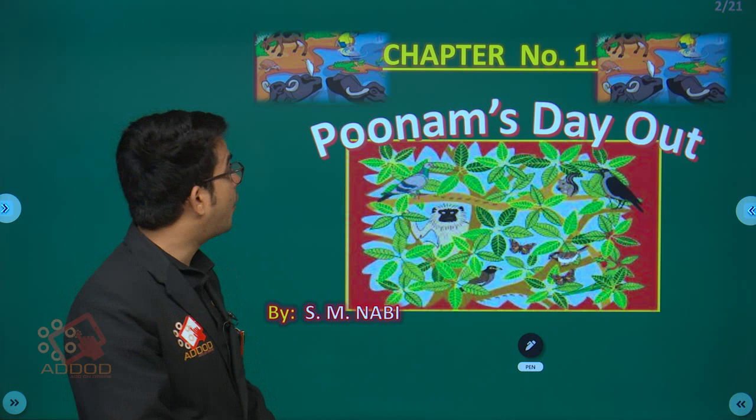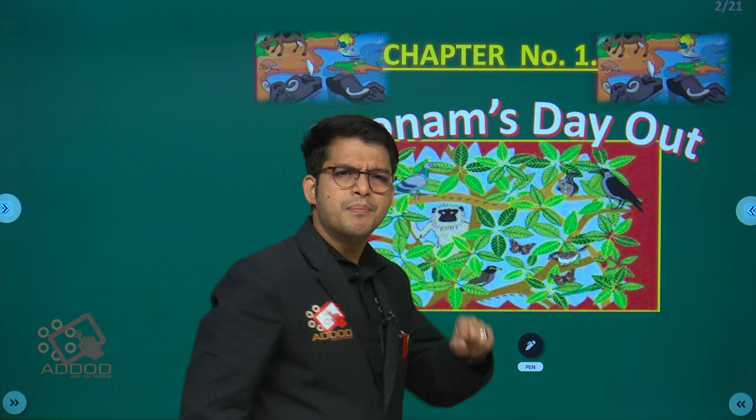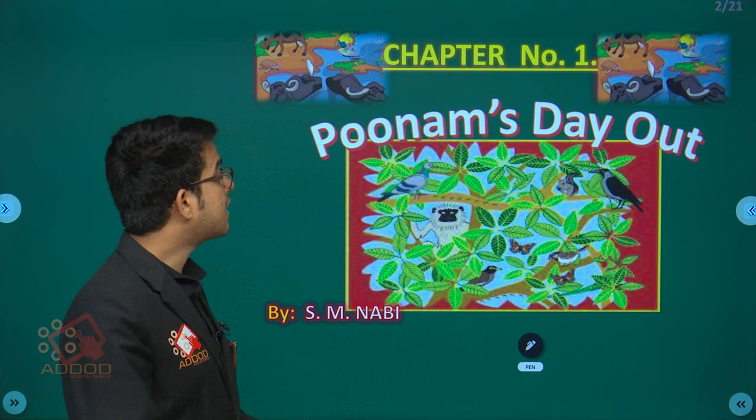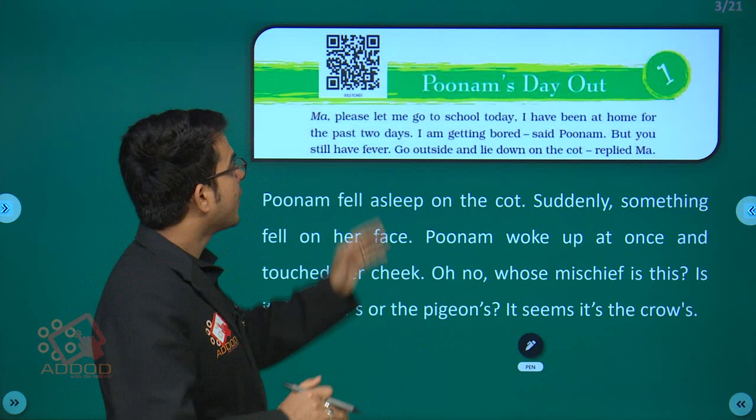A beautiful slide you can see here: Poonam's Day Out. Where is Poonam going, and what does she do when she goes out? This is a kind of observation. So with your Nabi sir, we will start this chapter like that. Here is something that you will get in your textbook.